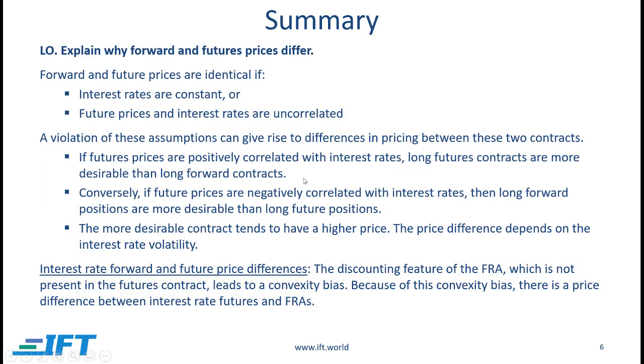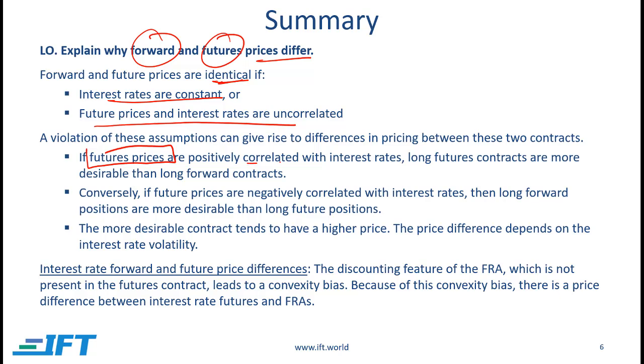Now, the second learning outcome is why forward and future prices can be different. They shouldn't be different. They should be identical if interest rates are constant and future prices are not correlated to interest rates. However, if future prices are correlated, and if they are positively correlated, that means when interest rates go up, your future prices will go up.